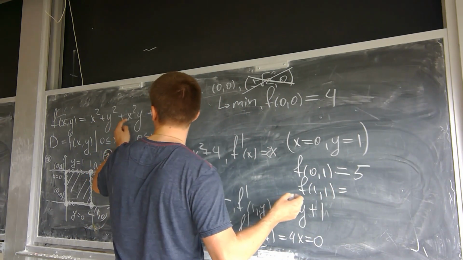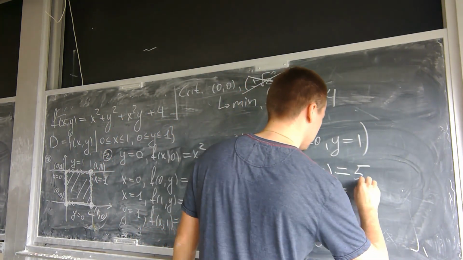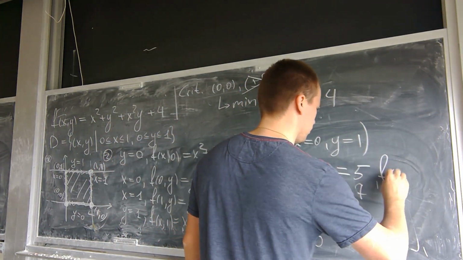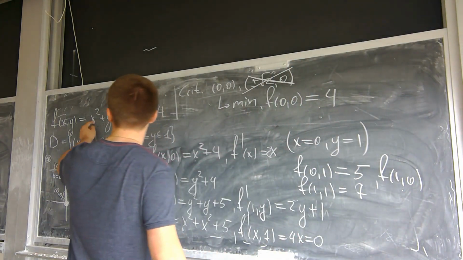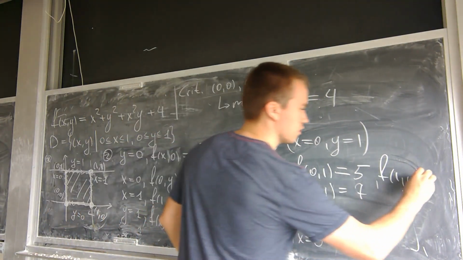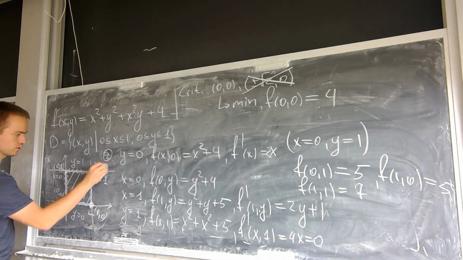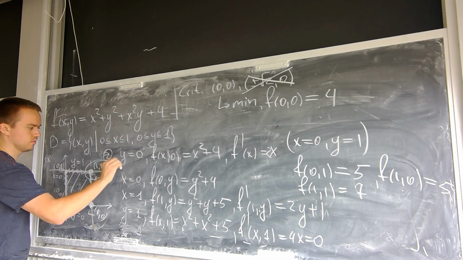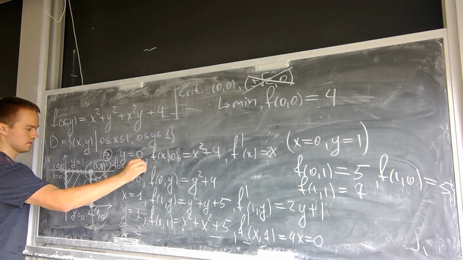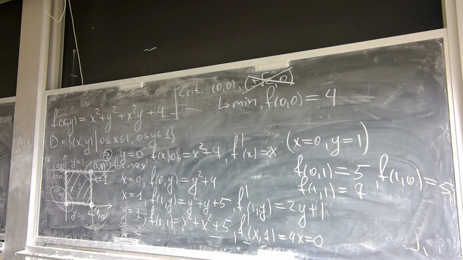So what is my f of 1, 1? 1 plus 1 plus 1 plus 5 is 7. And what is f of 1, 0? It's also 5. So what do I get? This point is the absolute maximum and this point is the absolute minimum. We can just say that because the function is always increasing, 0, 0 will be the min and 1, 1 will be the max.